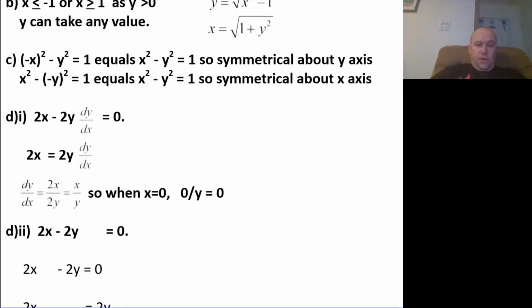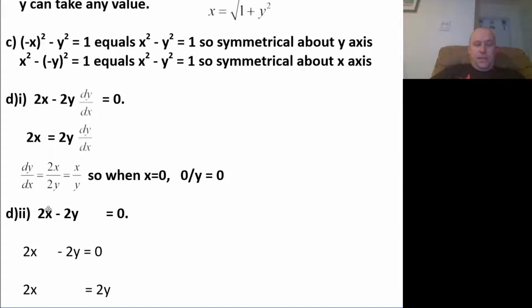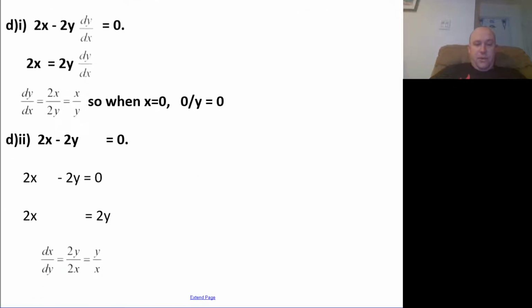Probably the more useful part is part D, because we actually get to our implicit differentiation questions, and you can start to work out what the slope is for those.